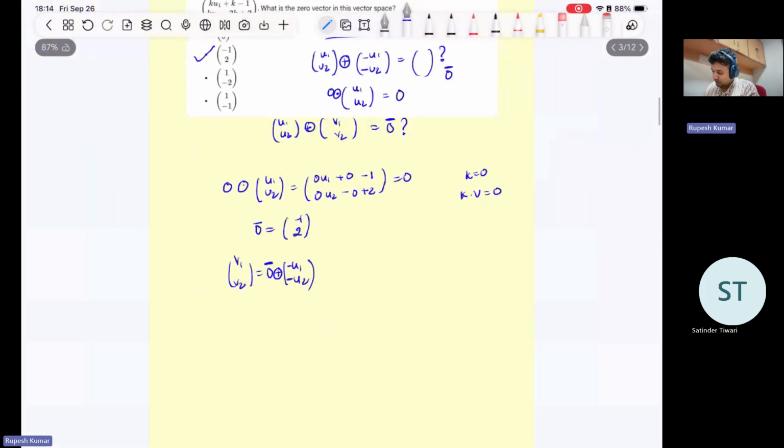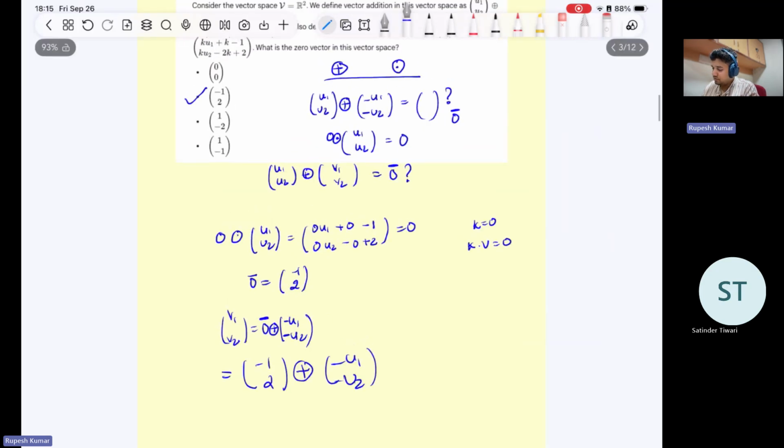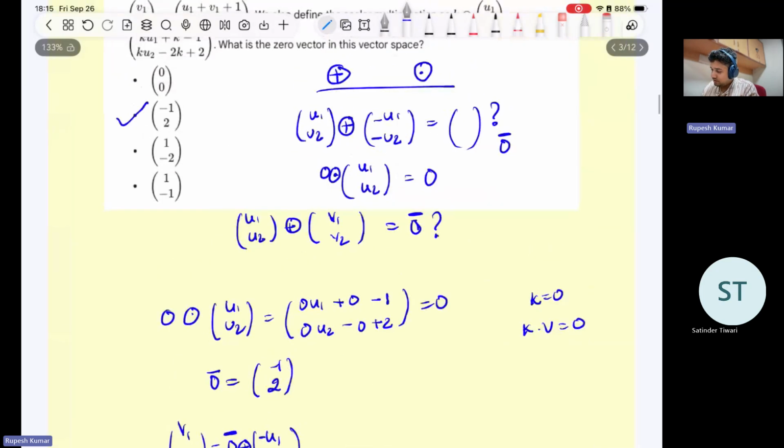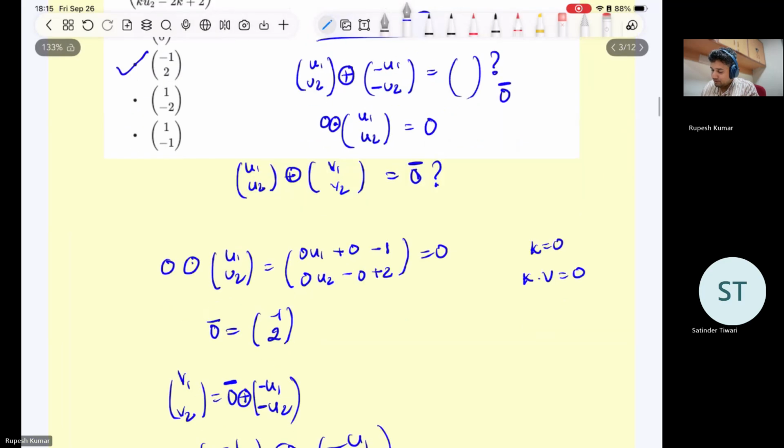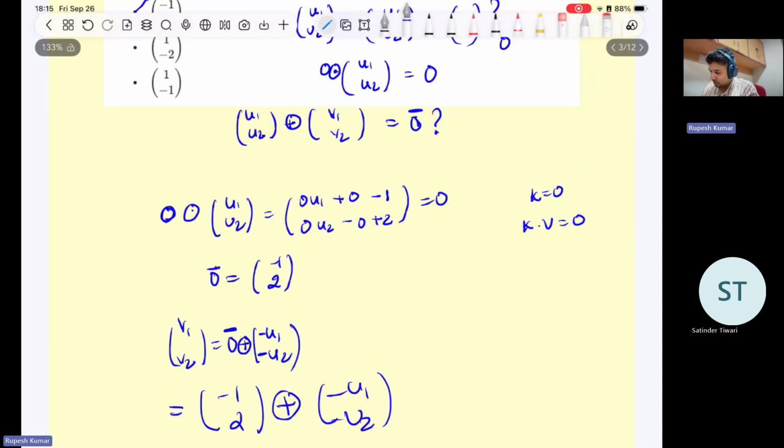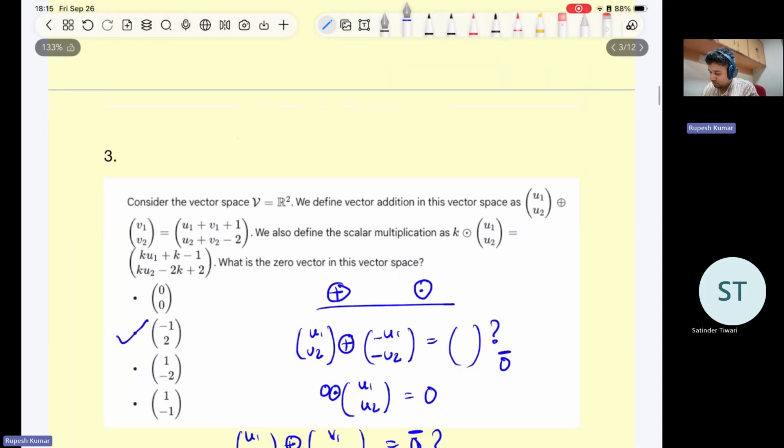So then the zero vector is known. So just do this: minus 1, 2 plus minus u1 minus u2, right? It doesn't matter because the only thing unknown is the zero vector. But we always know that the zero scalar is known, and multiplying any vector with the zero scalar should give you zero. This gives us your zero vector, right? And this gives us that the zero vector has to be minus 1 comma 2. So option B is correct, right? Any doubt in this problem?